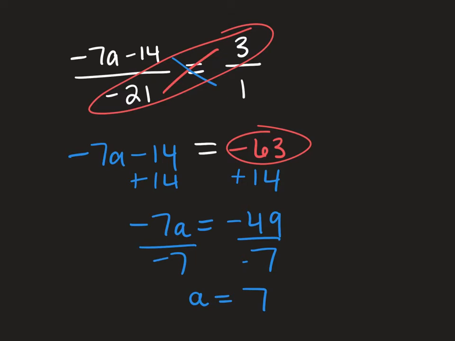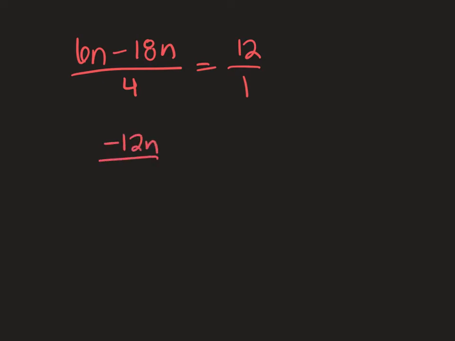All right, number 10. Before I start, I'm going to go ahead and do 6n minus 18n, since we have like terms there. So 6 minus 18 is going to give you a negative 12n over 4. On the left, you could reduce that if you wanted to and not even have to worry about cross-multiplying.